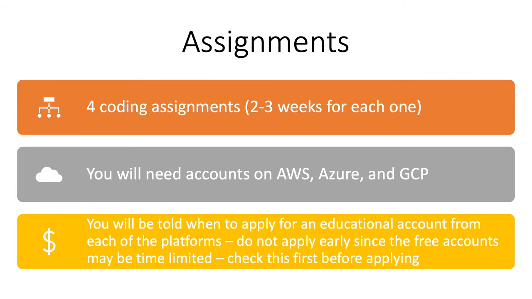With the assignments, they're going to be coding assignments. They'll take 2 to 3 weeks for each one, or at least you'll have 2 to 3 weeks where you know what they are and you'll be able to work on them. You're going to have accounts for the various ones on either AWS, Azure, or GCP. As I said before, most of it will be on AWS.